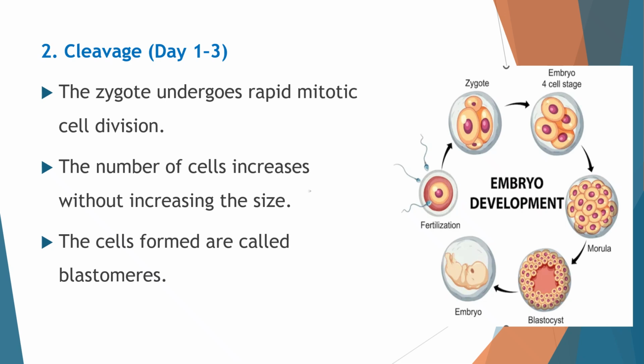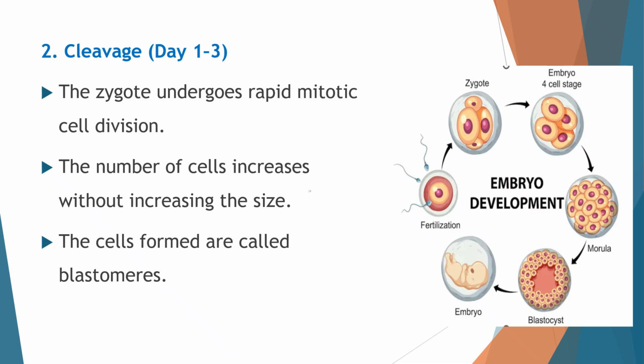For example, one cell becomes 2 cells, then 4 cells, then 8 cells, then 16 cells, and the divisions continue rapidly. Now, what are these newly formed cells called? These cells are known as blastomeres. So every cell produced during the cleavage stage is called a blastomere. This stage is very important because it increases the number of cells needed for the baby's growth, even though the embryo itself does not become bigger at this stage.